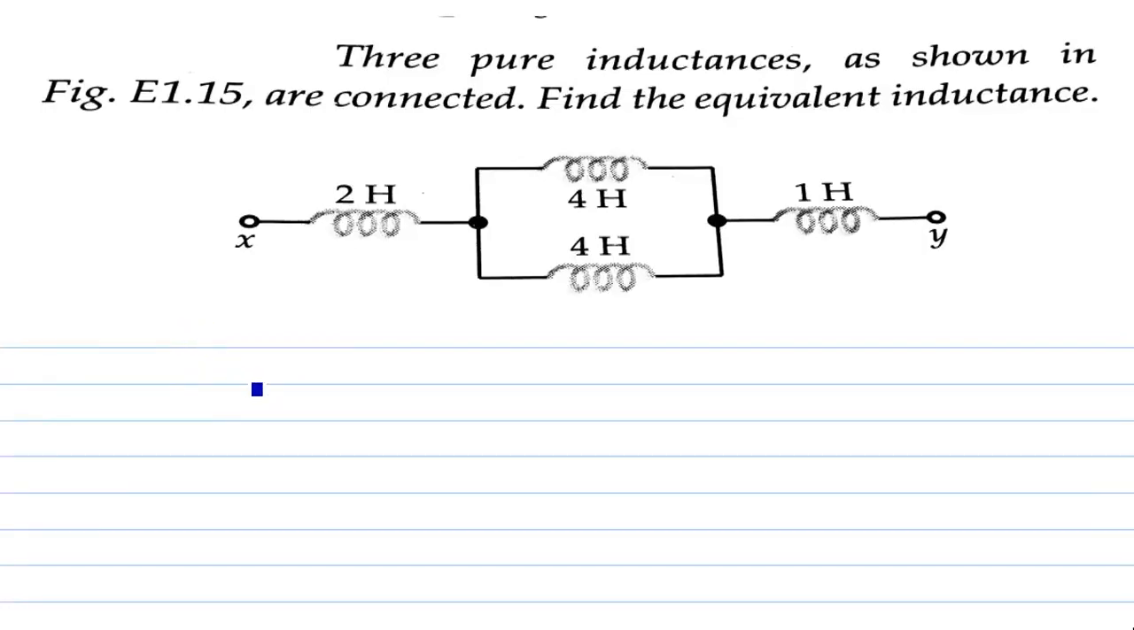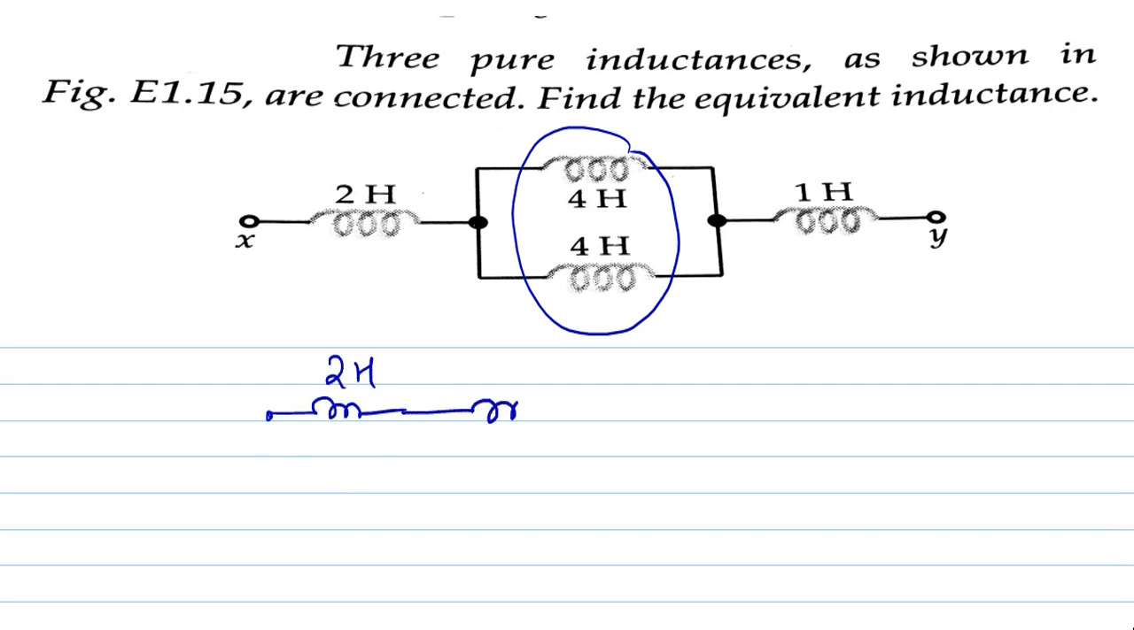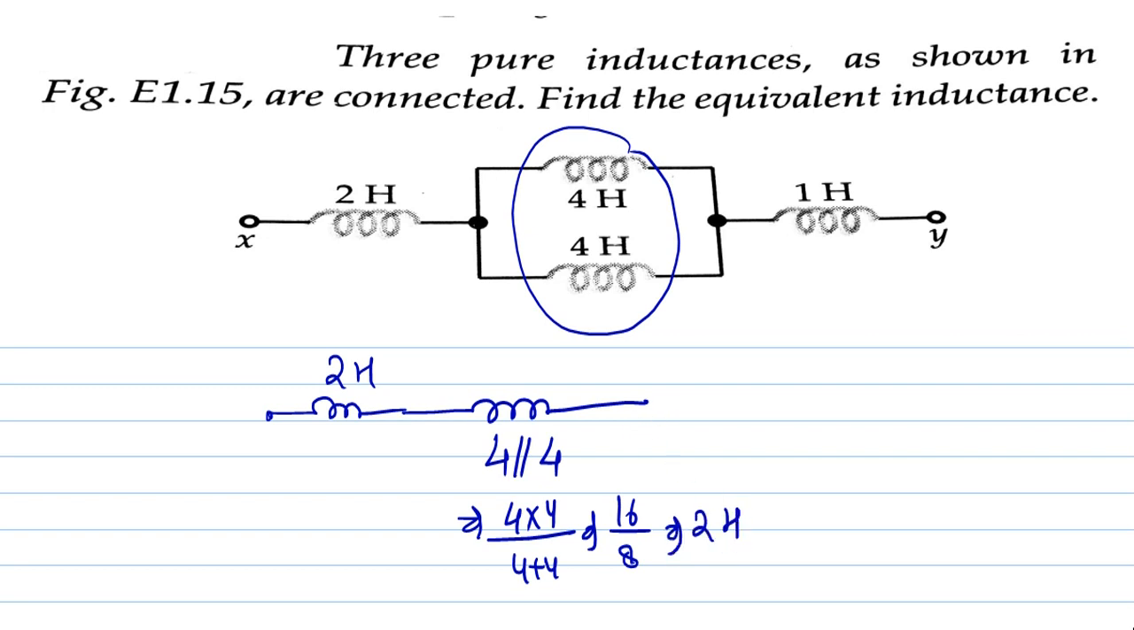Next question says three pure inductances as shown in the figure are connected. Find the equivalent inductance. Here we can see 4 Henry and 4 Henry. These two are connected in parallel. So first of all we will simplify this. Here we are having 2 Henry. Then here we will have 4 Henry connected in parallel with 4. That will give 4 into 4 upon 4 plus 4, that is 16 by 8. So we get 2 Henry here, and then it is connected in series with 1 Henry.